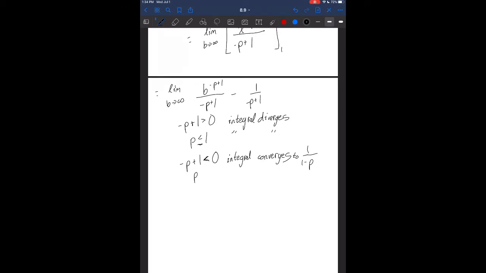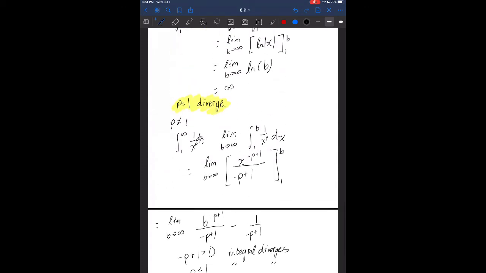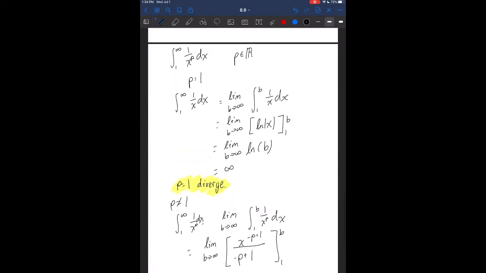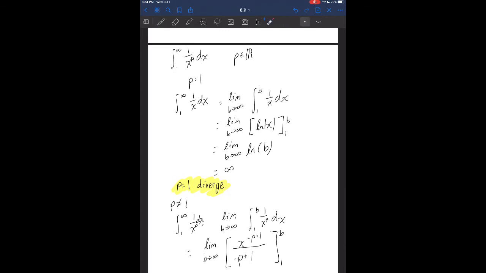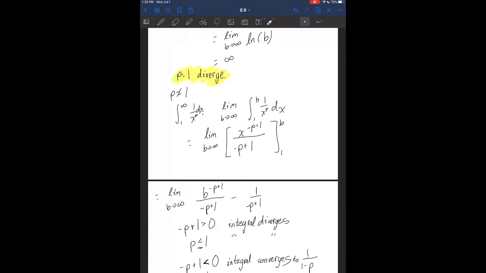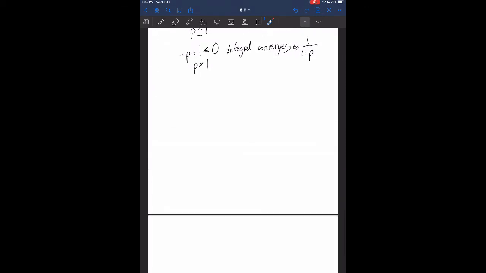And then just rewriting this is the same as p greater than 1. So we have a complete classification of when this integral is going to converge and diverge, and actually what values it's going to give when it converges. So just keep this in the back of your mind, and we're going to use this in a couple of class periods. Okay.